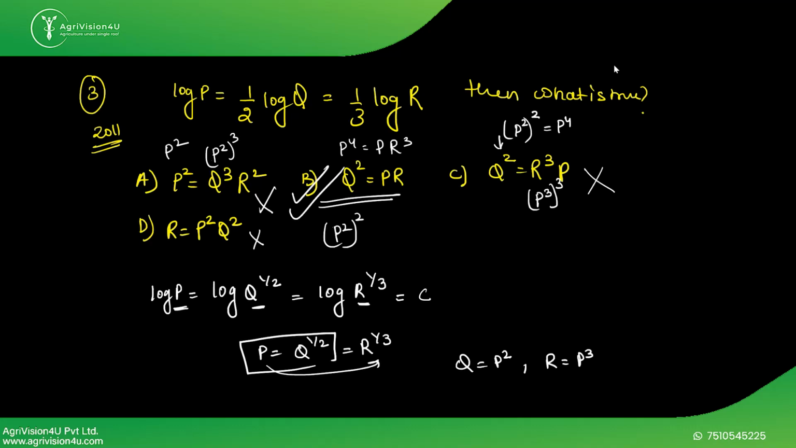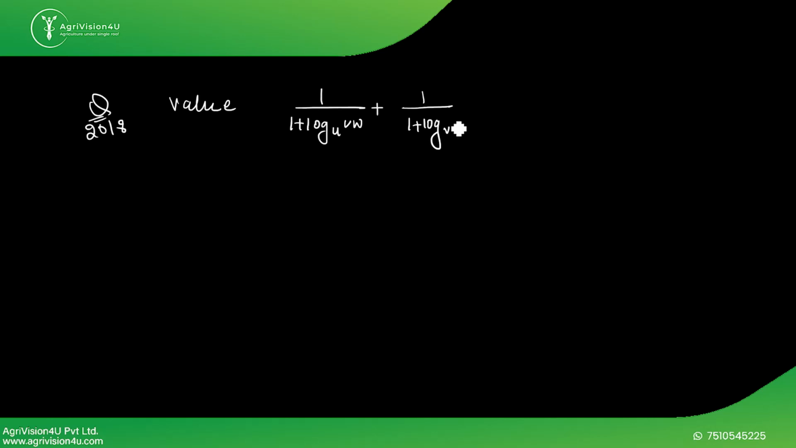Chalo. Let's do the next one. This is again 2018 question. You have to calculate the value of this expression. What is the expression? Expression is 1 upon 1 plus log base U of VW, plus 1 upon 1 plus log base V of WU, plus 1 upon 1 plus log base W of UV. Calculate the value of this.